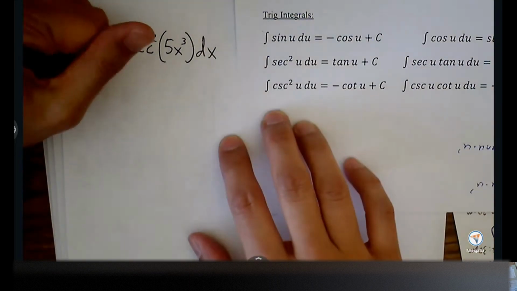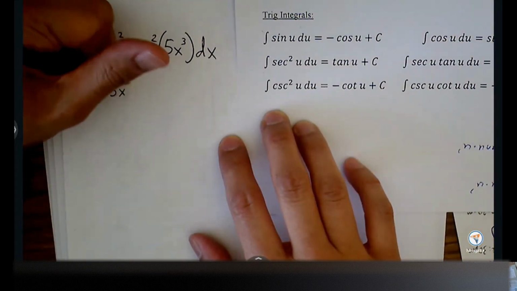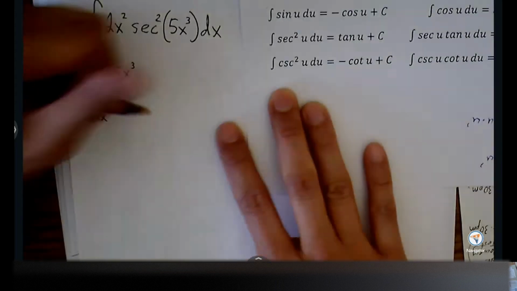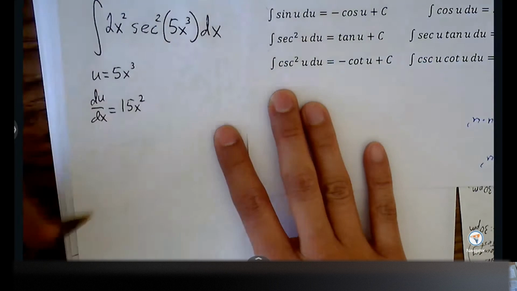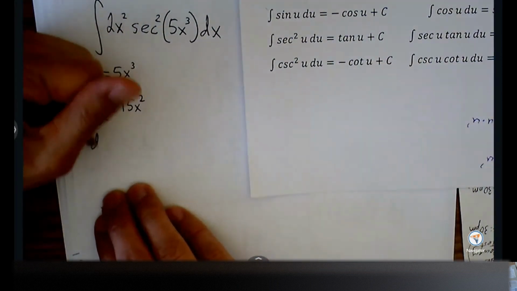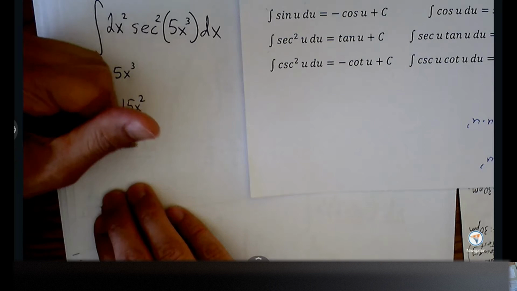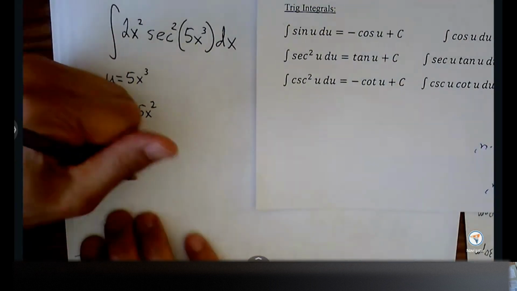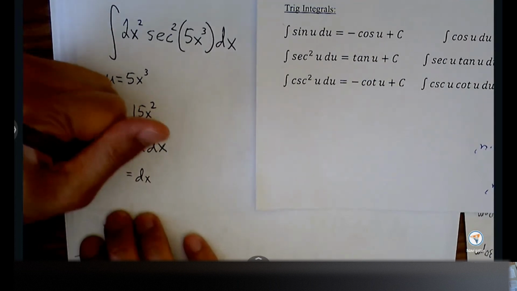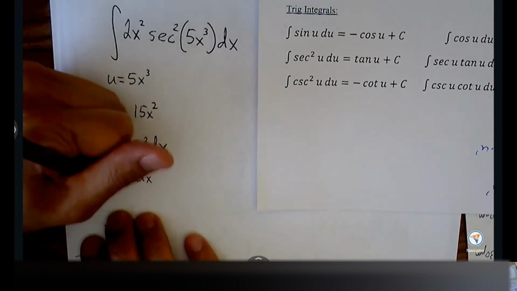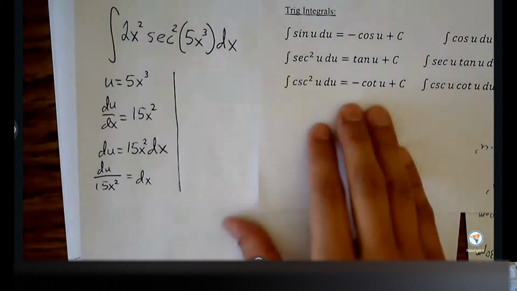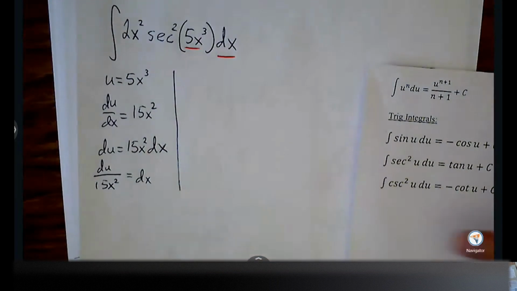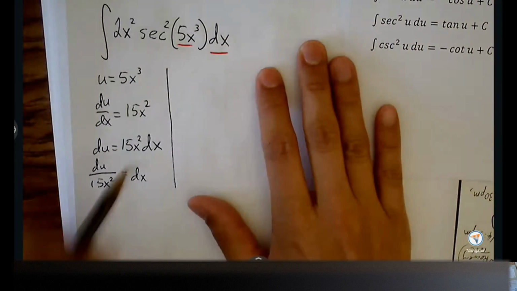5x cubed. Okay, so what's the derivative? What's du/dx? Cross multiply. Okay. Divide both sides by 15x squared. Let me underline the parts. Make my substitutions.